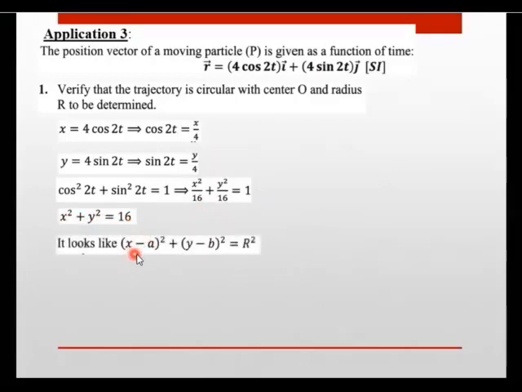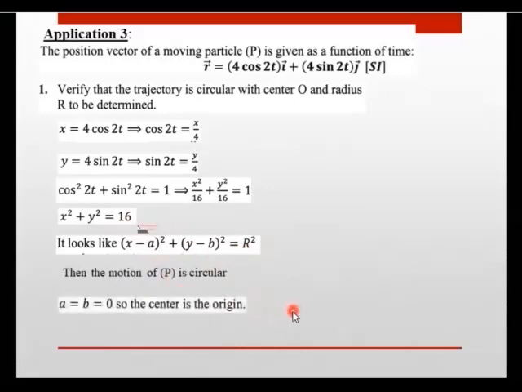This is very similar to the equation of a circle. By comparison, a is 0, and b, by comparison with y squared, is 0. And this 16 is r squared. This proves that the motion of P is a circle. This circle has a center (0, 0), which is the origin, and a radius of 4. Done. Part 1.